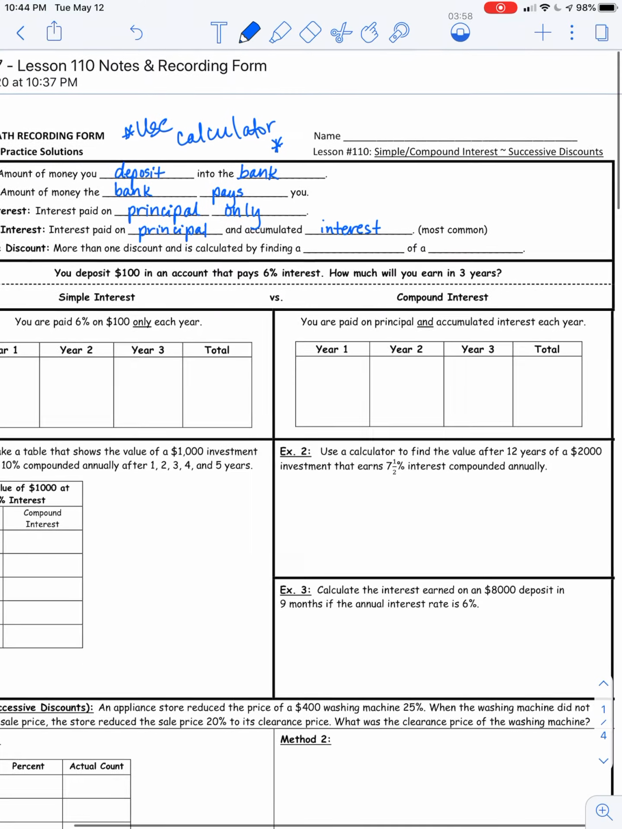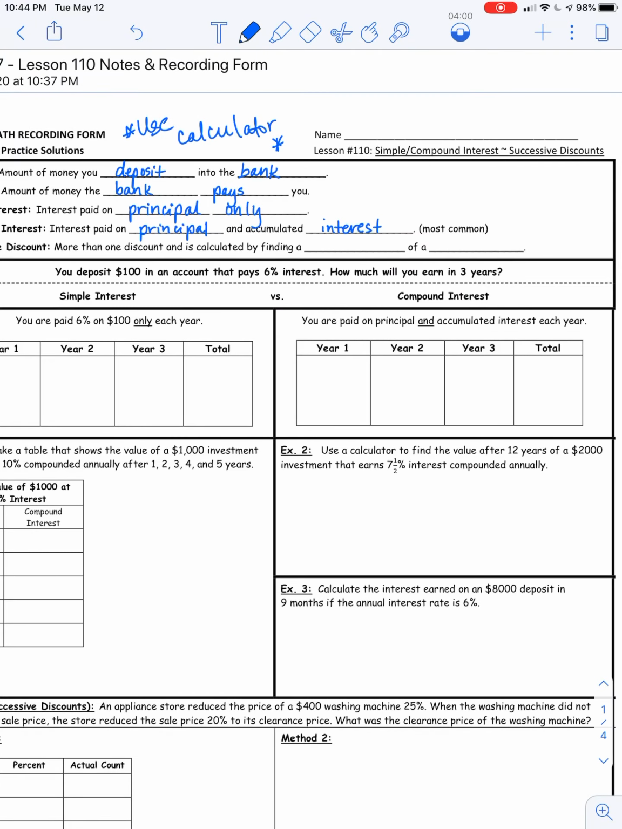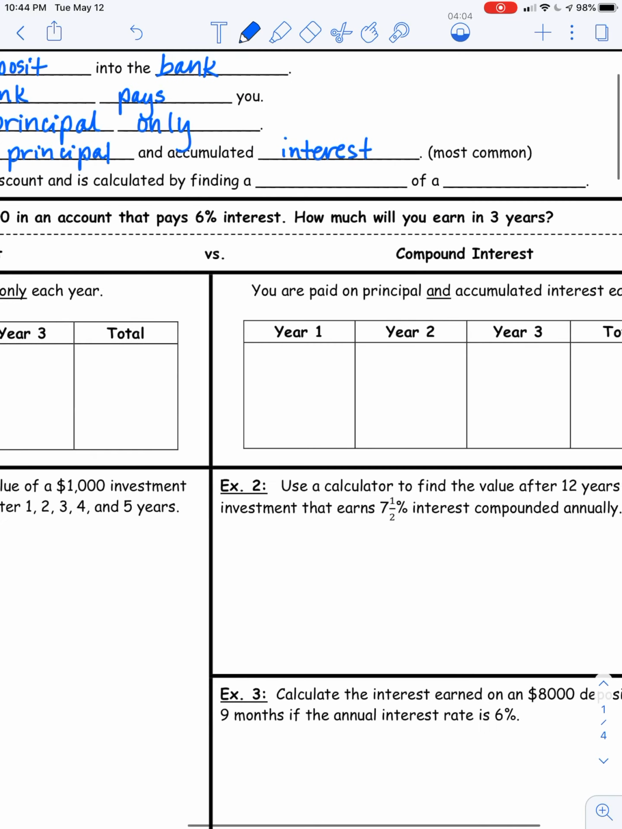And lastly, we're going to talk about successive discounts. Right now, we're just going to fill in what that means. That's going to require a little bit more teaching to understand what that is. But a successive discount is when you have more than one discount that is calculated by finding the percent of a percent.